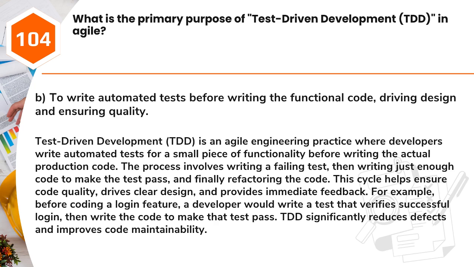Answer: B. To write automated tests before writing the functional code, driving design and ensuring quality. Test-driven development, TDD, is an agile engineering practice where developers write automated tests for a small piece of functionality before writing the actual production code. The process involves writing a failing test, then writing just enough code to make the test pass, and finally refactoring the code. This cycle helps ensure code quality, drives clear design, and provides immediate feedback.